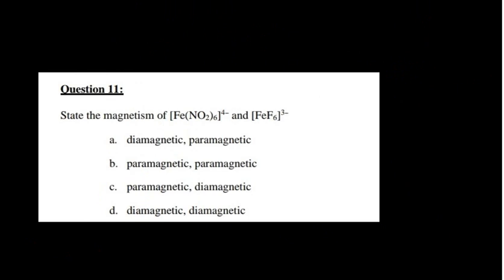Now moving to the next problem, what it says is to state the magnetism of your two complexes, right? So guys, this is a very simple problem. In that case you can see the iron is in +2 oxidation state, and in the other case iron is in +3 oxidation state, but you know this NO2 is a strong ligand. When it is a strong ligand, that means it is a low spin complex, and low spin complexes are diamagnetic in nature, because all the spins are paired in that case, so it's diamagnetic.